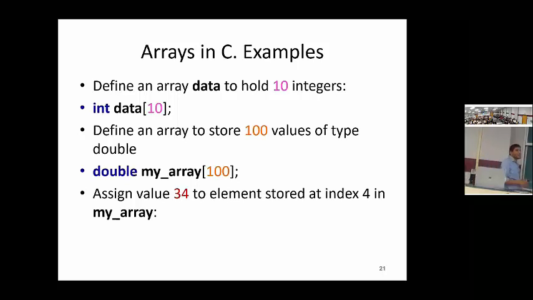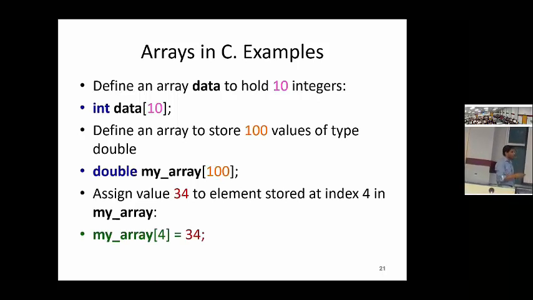Now, if I want to assign a certain value to a certain element in an array, I can say that my array element 4 will hold the value of 34. By doing this, you overwrite this entry in the array, which is entry 4, with the value 34. Good. By the way, index 4 here is not the 4th entry in the array, it's the 5th one, because array indices start from 0. So you have 0, 1, 2, 3, 4. Then you're going to store 34 into it.